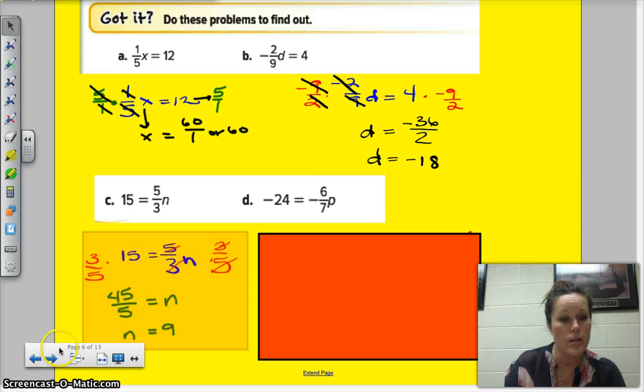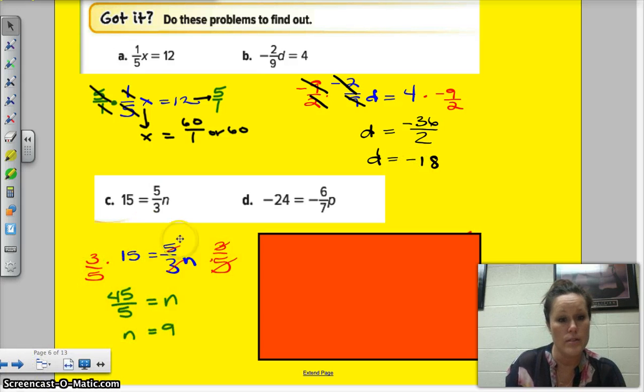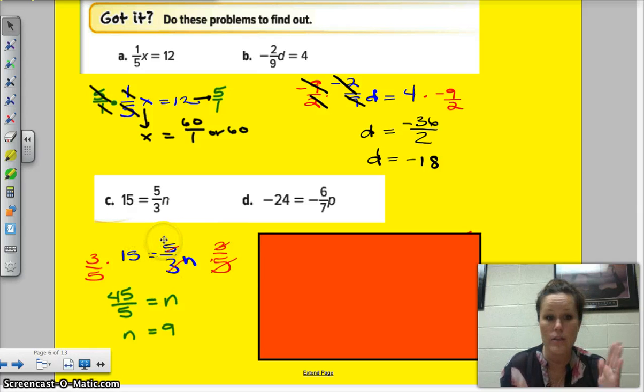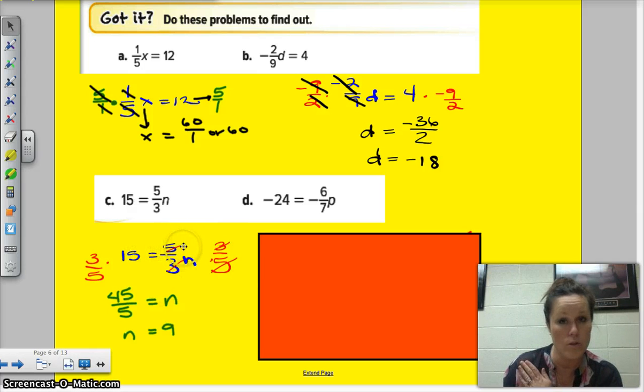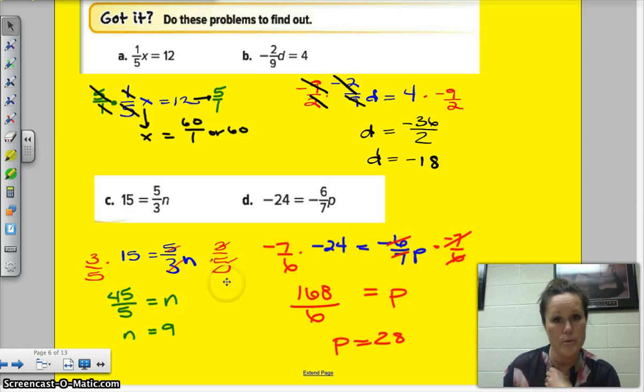Down here, again, multiply by the reciprocal right here. It doesn't matter that that's on the other side of the equal sign. You still multiply by the reciprocal. So I flipped it over, made it 3/5, and did that on both sides, and ended up simplifying to n equals 9. And last, again, multiply by the reciprocal.